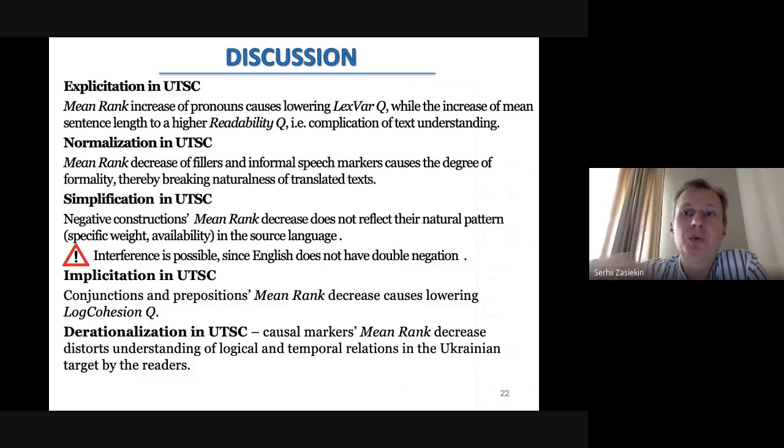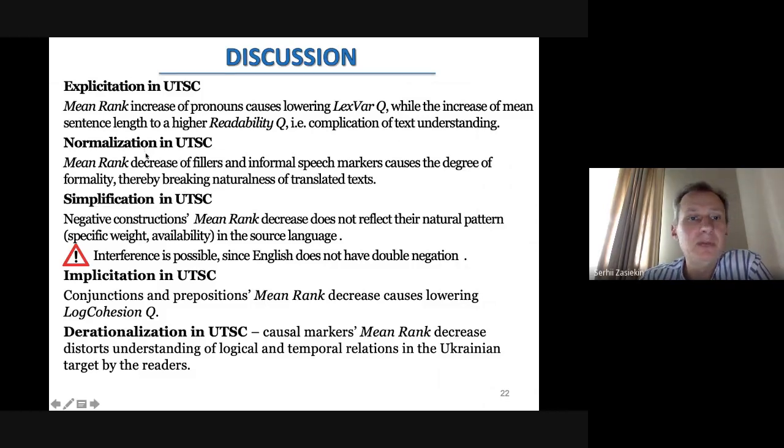While the increase of mean sentence length leads to a higher readability quotient, that is a complication of text understanding. The longer the sentence is, the higher the readability quotient is. Readability quotient is how we understand the text, to what degree we understand the text. So it means that explicitation has a negative impact on readability, despite the fact that it seems that explicitation is when we clarify something, but this is not necessarily so.